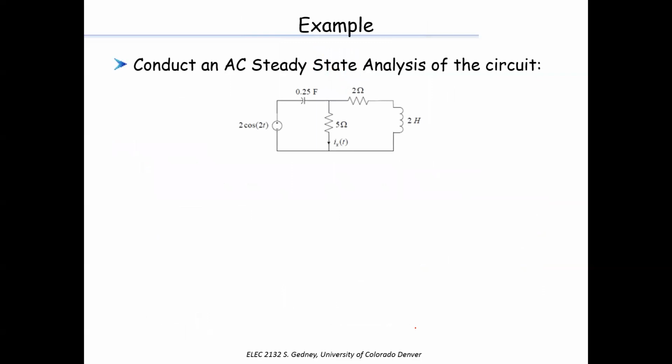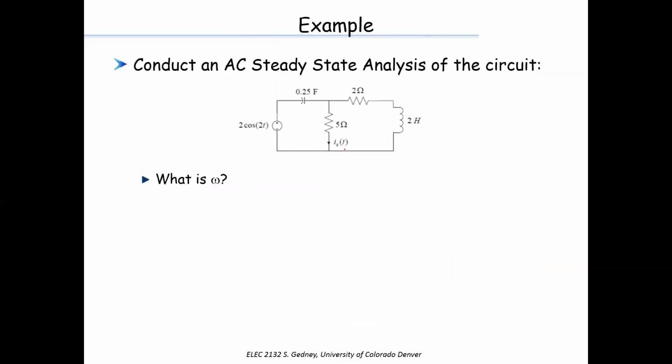Let's say I want to do an AC steady state analysis of the circuit that I'm giving here. So it has one voltage source, 2 cosine 2t, and it has a 0.25 farad capacitor, a 2 henry inductor, and I have 2 resistors. And I want to find the current through the 5 ohm resistor, Ix of t.